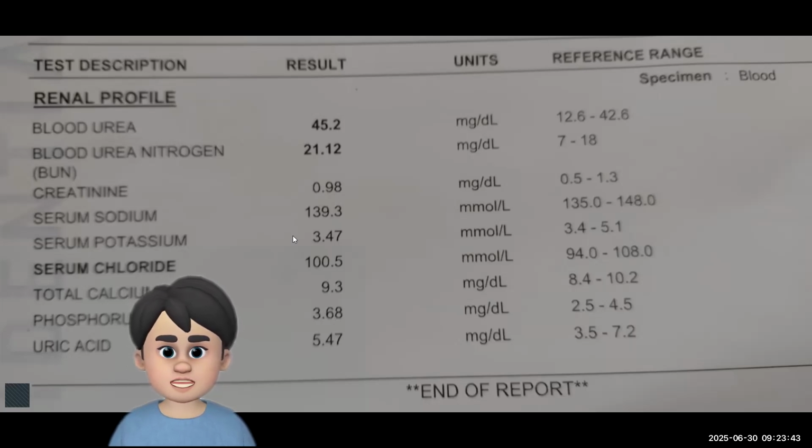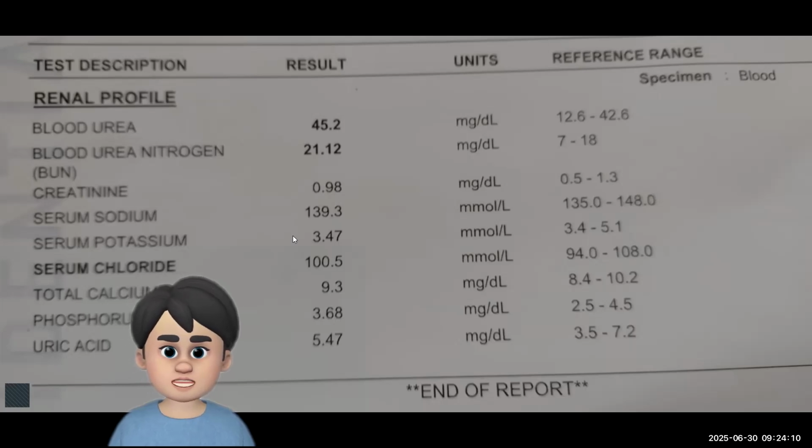Low potassium can be caused by excess vomiting, diuretics, if you take Lasix, and malnutrition, if you are not eating enough. If you have high potassium, you get irregular heartbeat. If you have low potassium, you get muscle cramps, fatigue, and abnormal heart rhythm. Serum chloride. High serum chloride we call hyperchloremia. Causes are dehydration, kidney dysfunction, metabolic acidosis, and excess IV saline.